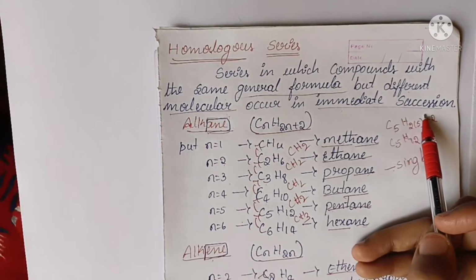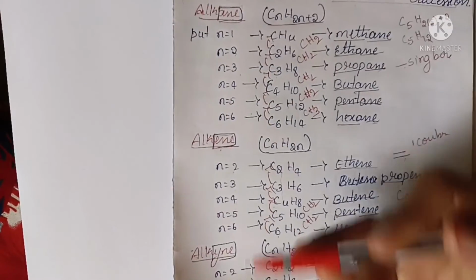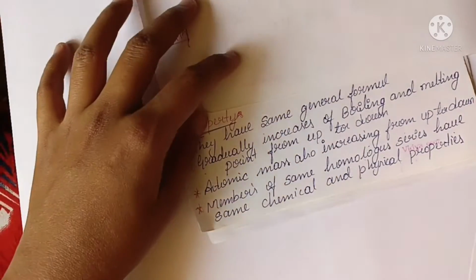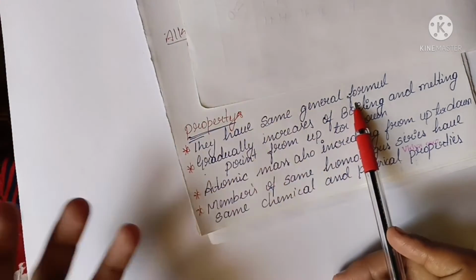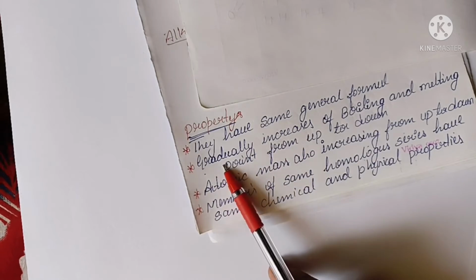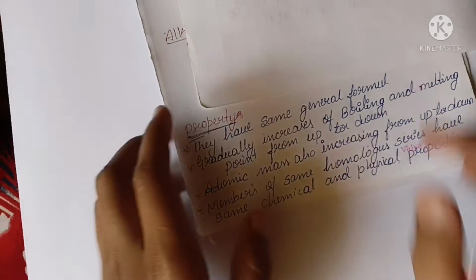It is compulsory for you to remember the homologous series formulas, and along with that how the members occur one by one. And we have some properties for this also. The first one is that they have the same general formula, as you already know that alkane, alkene and alkyne each have the same general formula within their series. Next, the boiling and melting points gradually increase from up to down, of course.